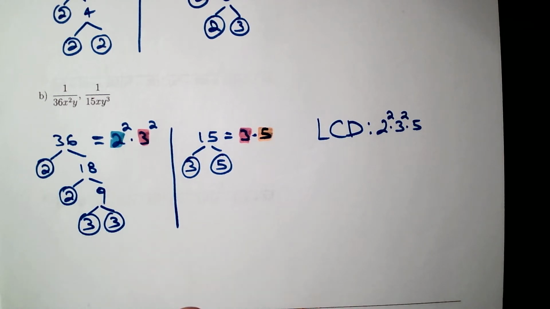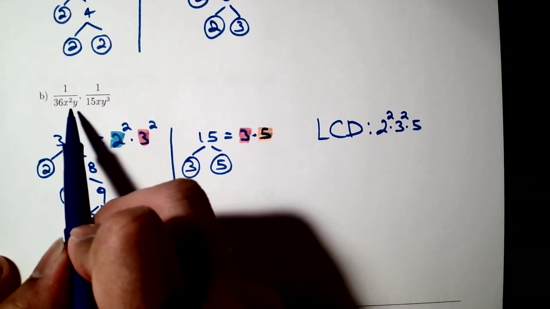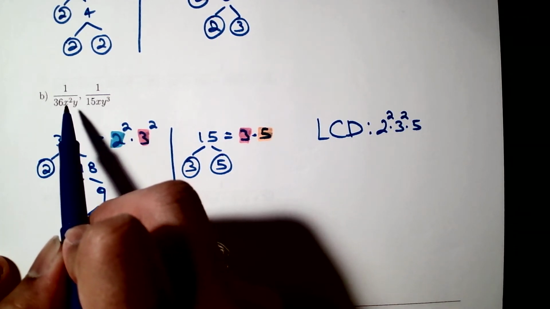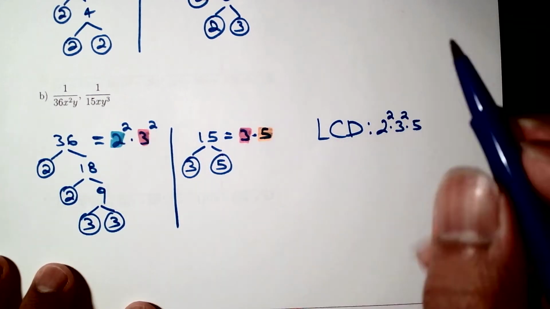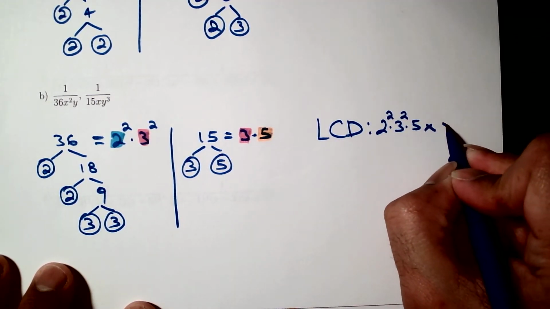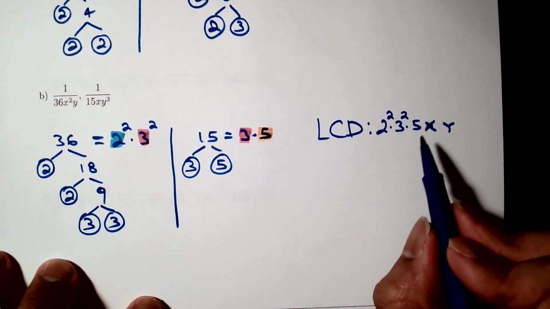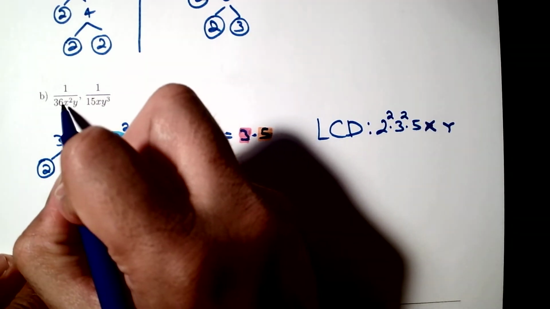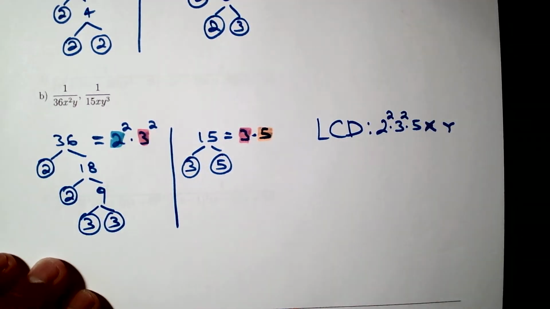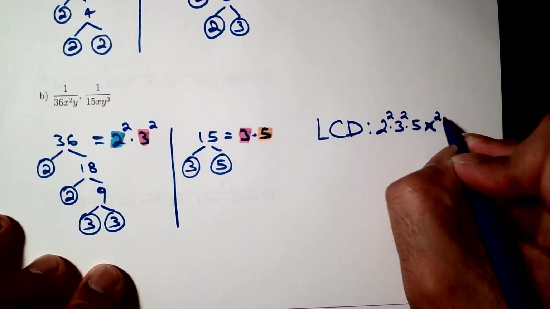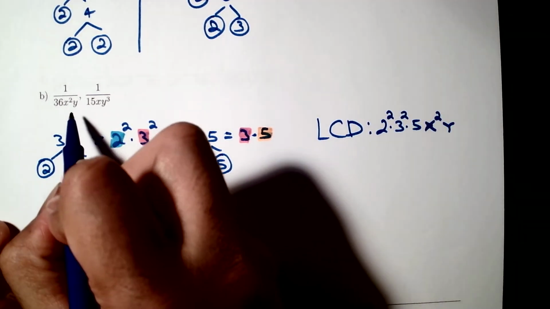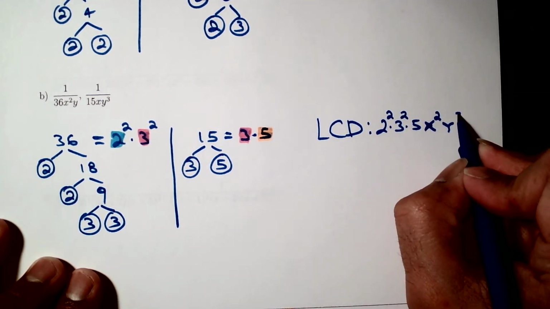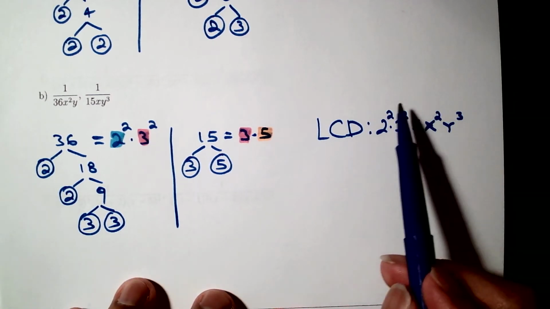Well, we're not done, because if you observe these two fractions together, we have factors of x and factors of y. We're going to do the same. We look for the highest power of x. Notice we have x to the second power and x to the first power. We go with the highest power, which is 2. For y, we have y to the first power and y to the third power. We go with the highest power, which is 3. So this would be the LCD.